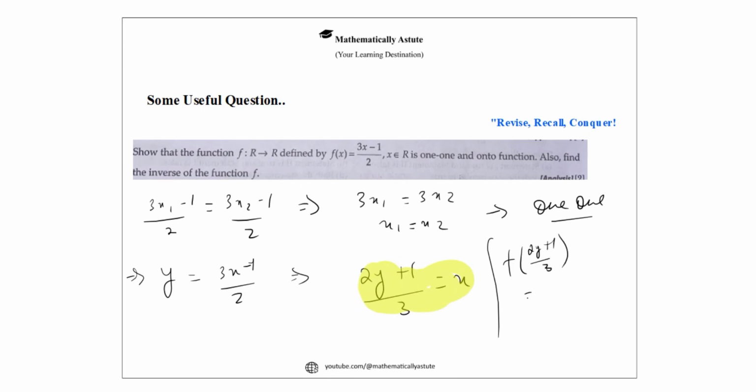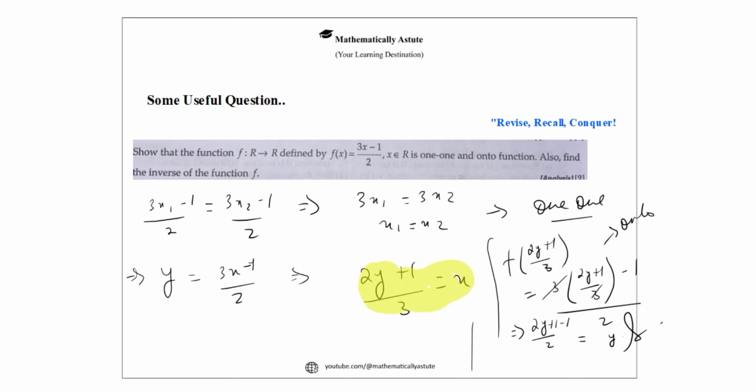Okay. On replacing it, we are getting 2y plus 1 by 3 minus 1, again this is by 2, so 3 and 3 will get cancelled out. Then 2y plus 1 minus 1 by 2 is there. On solving, we will get y. So we have got the answer as y. This proves that the range and the codomain are equal, so this function is onto as well.